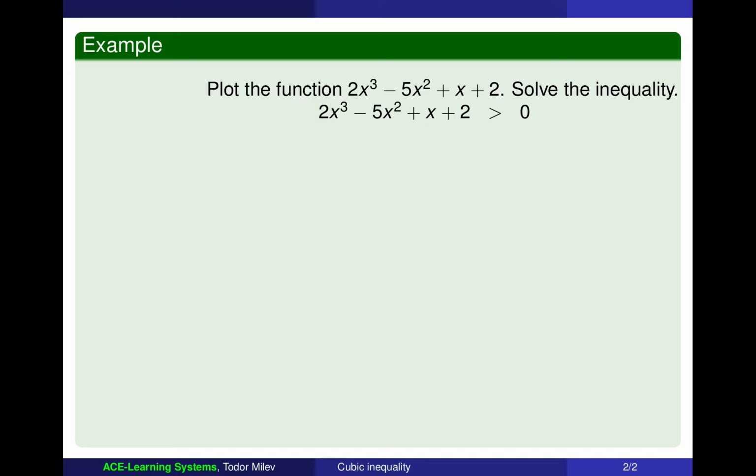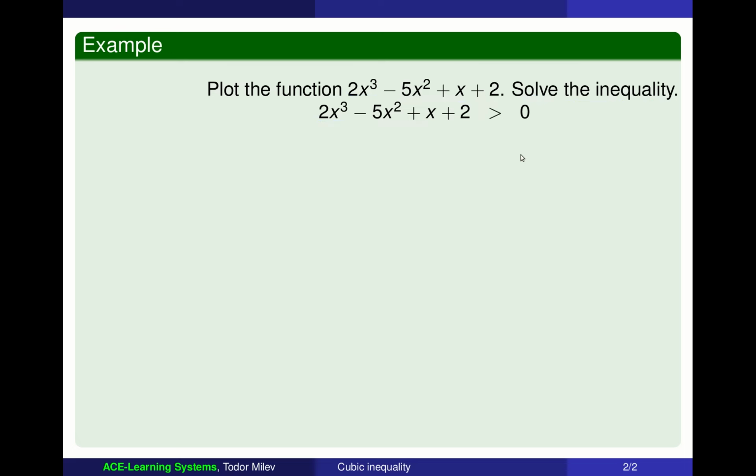In this example, we're going to solve a polynomial inequality, more precisely a cubic polynomial inequality. Let's read the problem. First, plot the function 2x cubed minus 5x squared plus x plus 2, and then solve the inequality obtained by taking the same function 2x cubed minus 5x squared plus x plus 2 and setting it greater than 0.